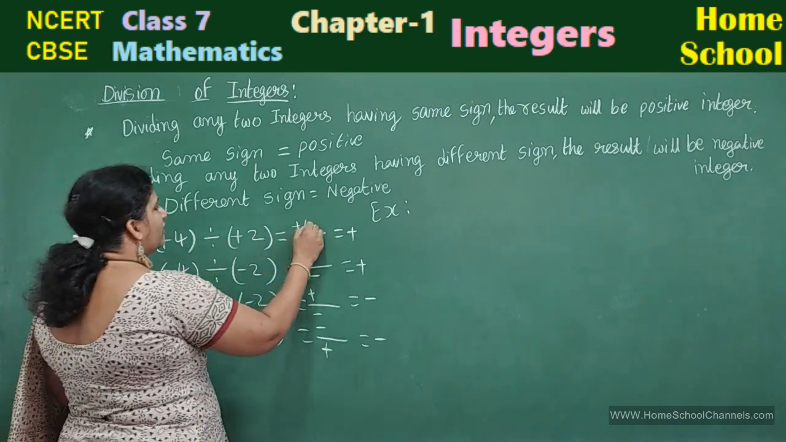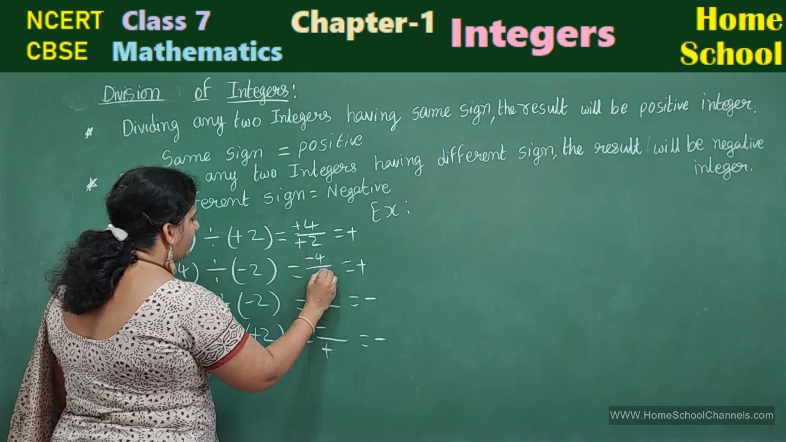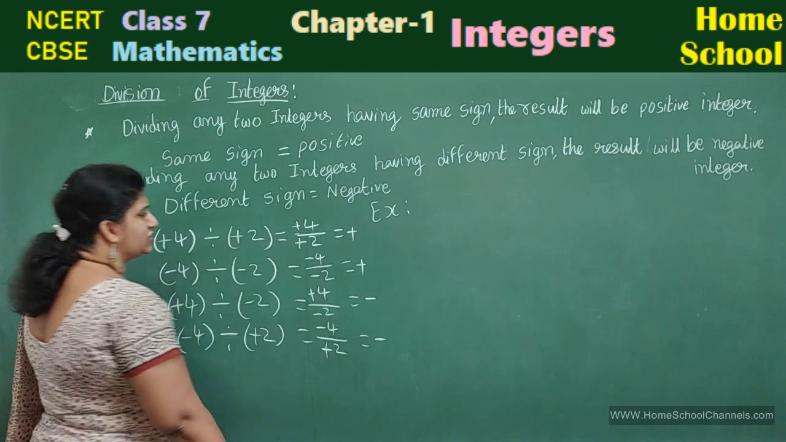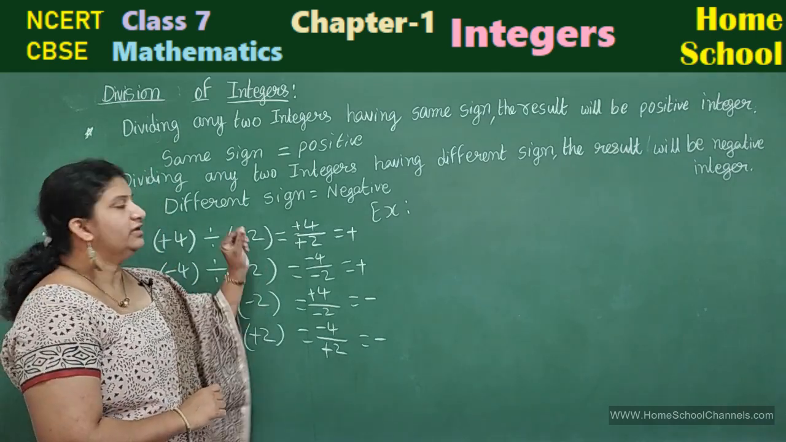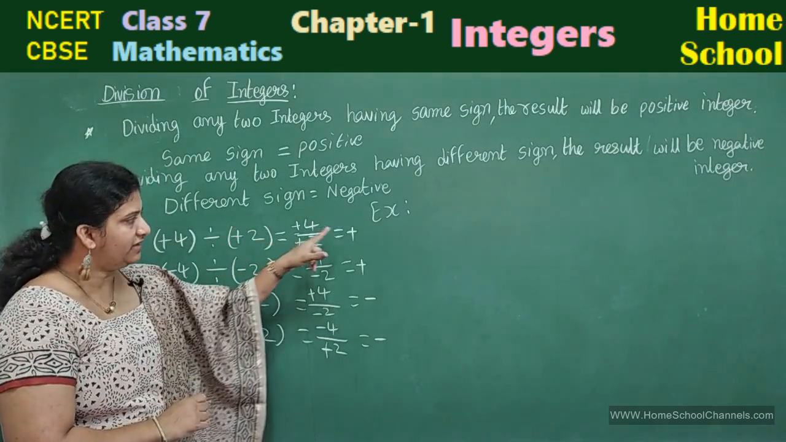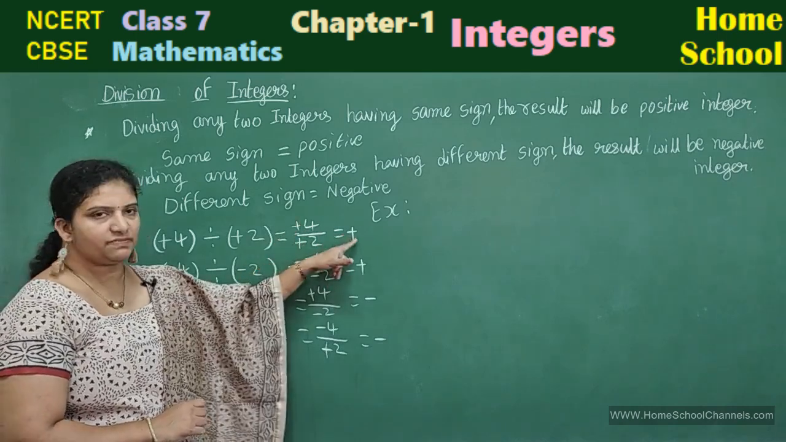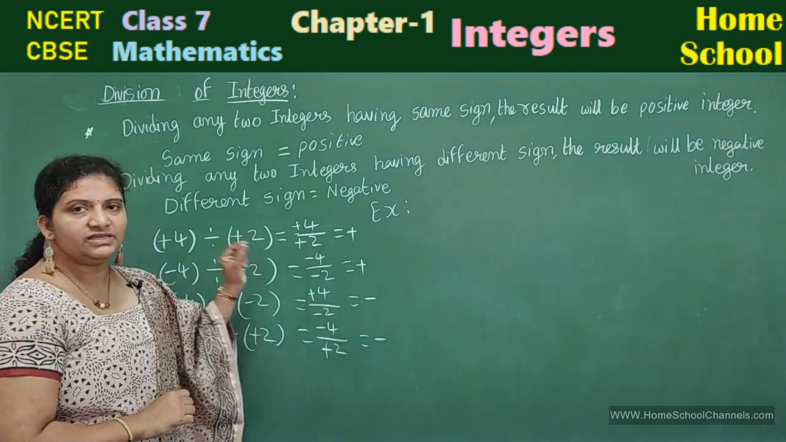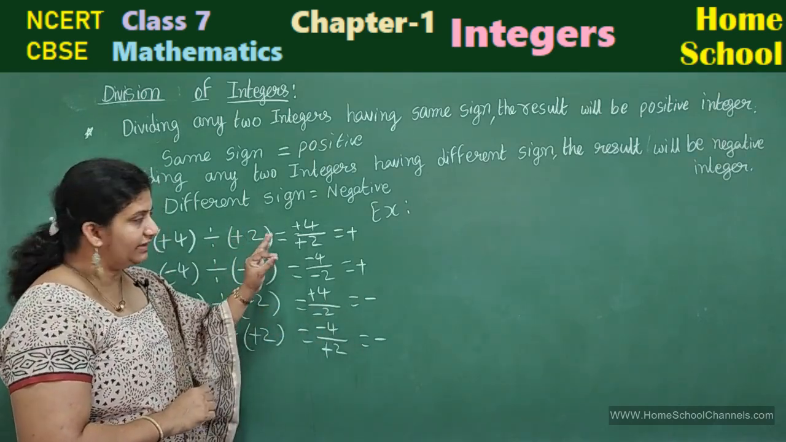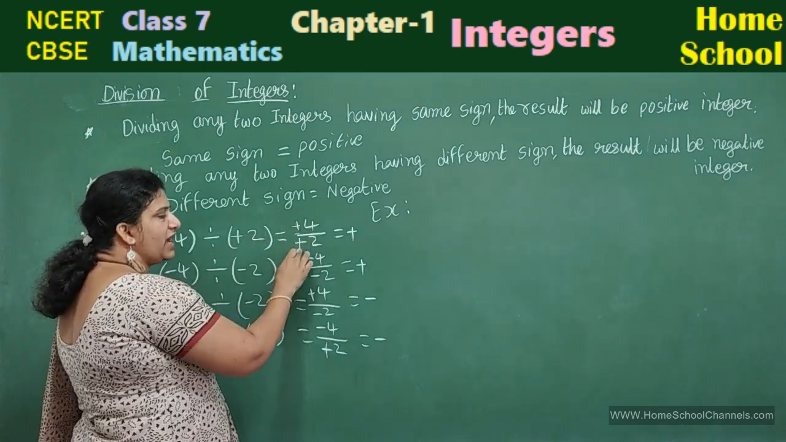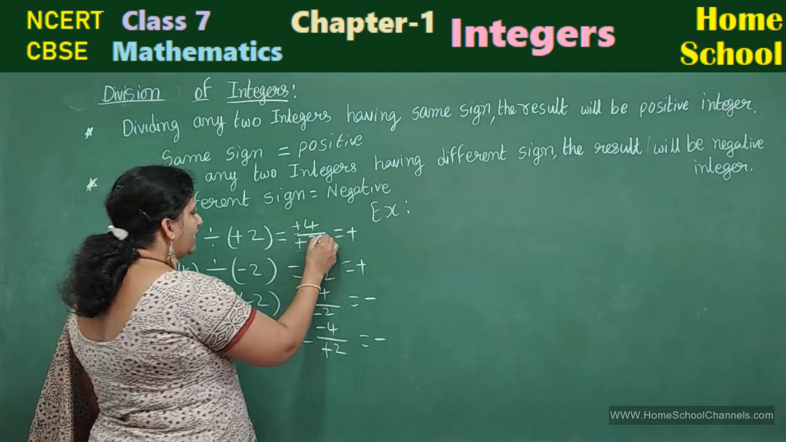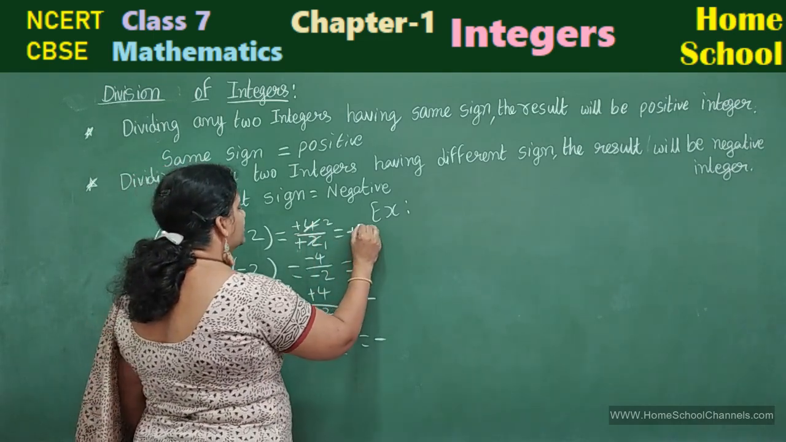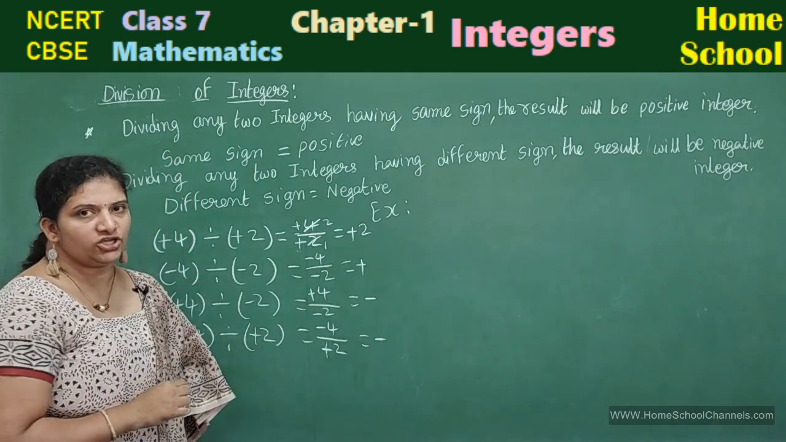Rewrite this like this. Plus 4 by plus 2, minus 4 by minus 2, plus 4 by minus 2, minus 4 by plus 2. Okay, when you divide two integers having the same sign, the result will be positive. Plus by plus plus, minus by minus plus, plus by minus minus, minus by plus minus. First, divide the symbols and then divide the numbers. Plus by plus, it will be plus. Now divide the numbers. 2 ones, 2 twos are 4. 2 by 1 you can write, or simply you can write 2. Plus 2 is your answer.